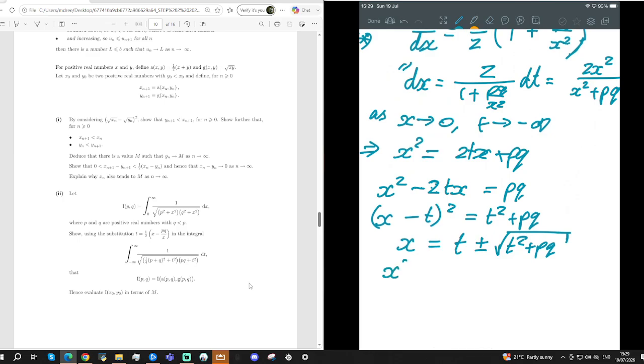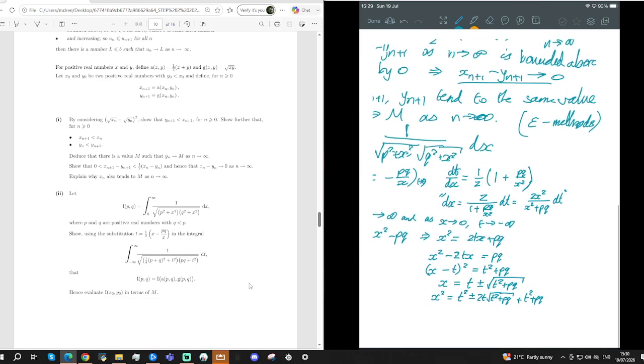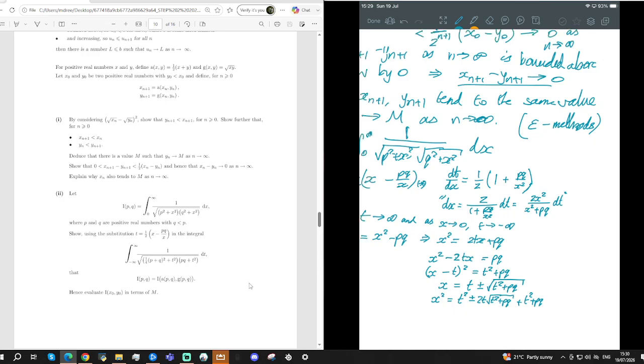I'm going to write it out and hope. This is going to be t squared plus or minus 2 lots of, and then it's always going to be plus t squared plus pq. So I can again simplify that a little bit. But if I'm subbing that in, it does not look like I'm getting what I want. Not even close.